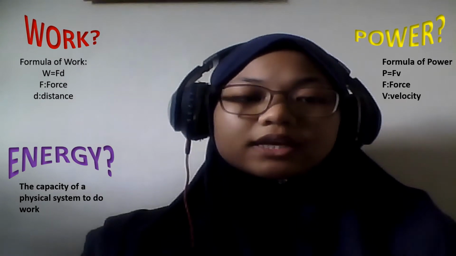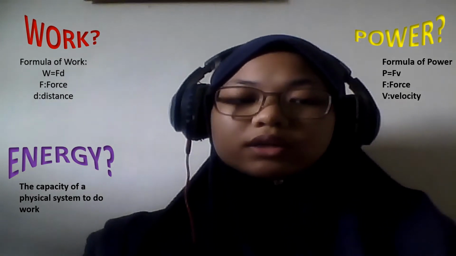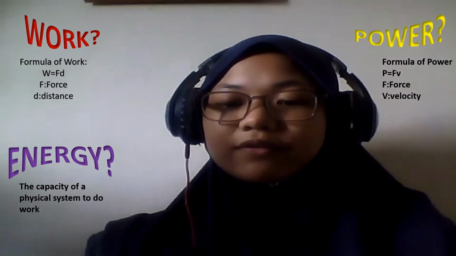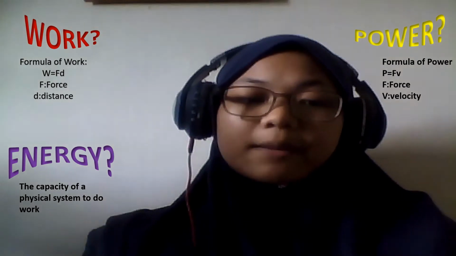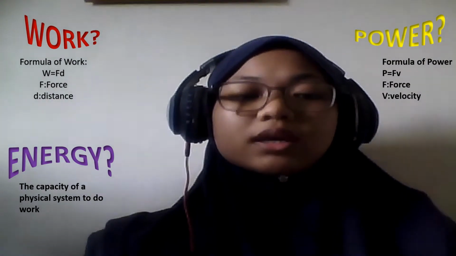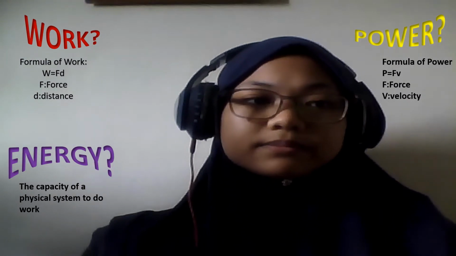The term energy can be defined as the capacity for doing work. It may exist in potential, kinetic, thermal, electrical, and other forms. On the other hand, power is the amount of energy transferred or work done per unit time. The formula to find power is P equals F times v.